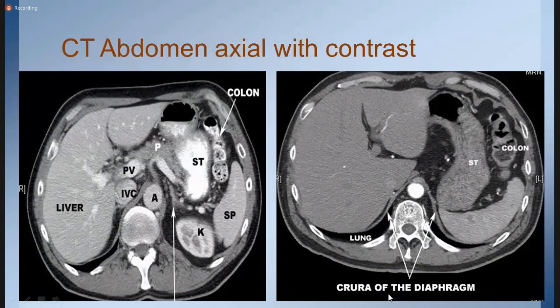So from the ultrasound, we are moving towards the CT scan. This is the CT scan abdomen axial images with contrast, demonstrating the normal anatomy of the abdomen. This is liver, this is spleen, this is kidney, this is aorta, inferior vena cava, this is portal vein, this is pancreas, and this is stomach, this is colon. Similar anatomy is demonstrated here as well. This is the stomach, this is colon, this is the crus of the diaphragm, the right crus and the left crus.